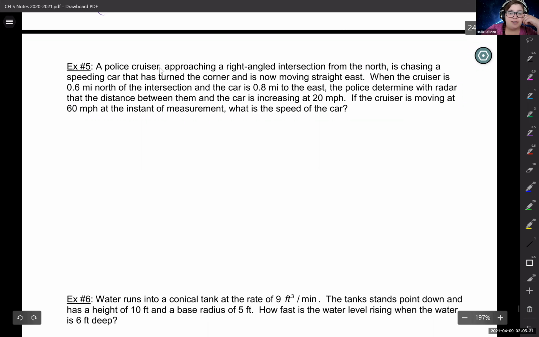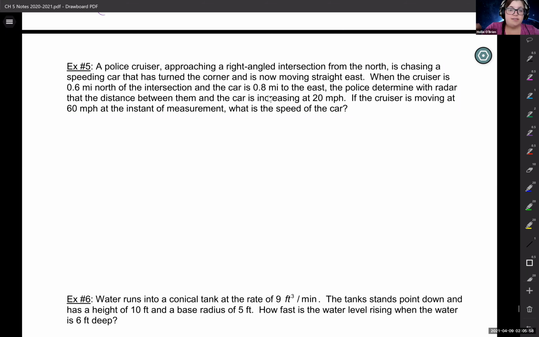A police cruiser approaching a right-angled intersection from the north is chasing a speeding car that has turned the corner, and is now moving straight east. This is like a physics problem. When the cruiser is blah north of the intersection and the car is so far to the east, please determine with radar that the distance between them is increasing at 20 miles an hour. The cruiser is moving blah. What's the speed of the car? Okay, so there's a lot of stuff to pull out.